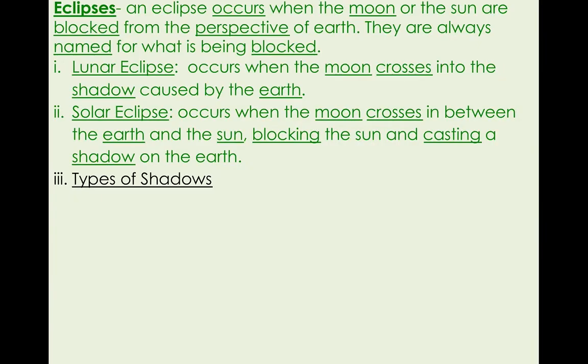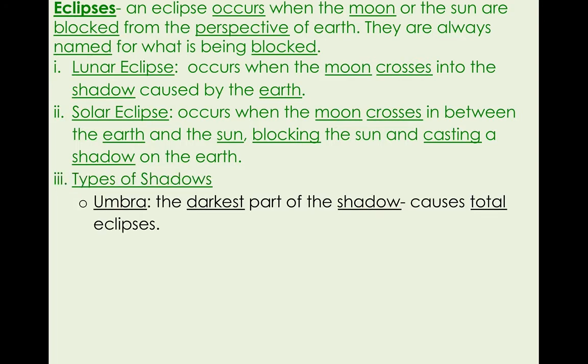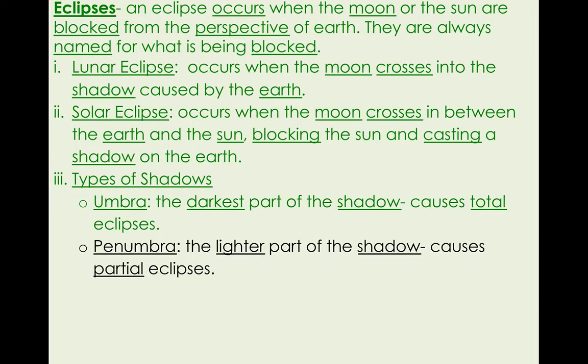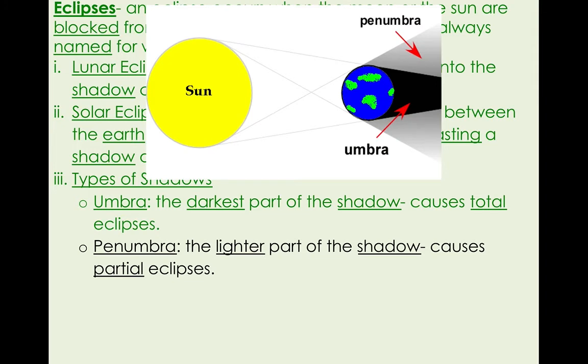All right, so we've got these different areas of the shadow. The umbra is the name for the darkest part of the shadow, and it's when we have the eclipse happening in the umbra that we have a total eclipse. The penumbra is the lighter part of the shadow, and this is going to cause a partial eclipse. So if you look at this diagram, this is showing the different parts of the shadow, the umbra and the penumbra. And that, again, is going to correlate to a total or partial eclipse.